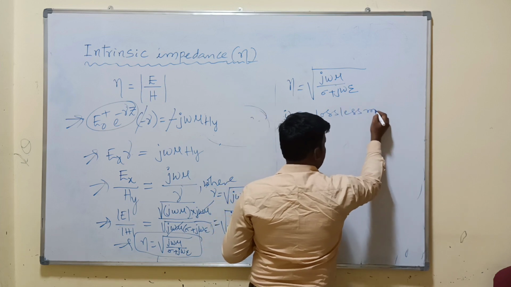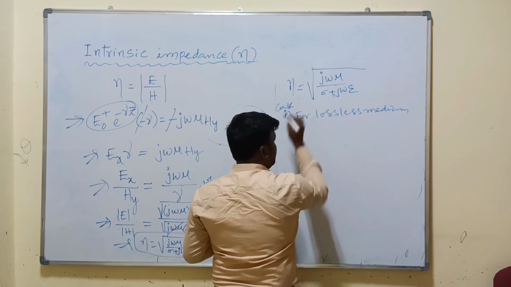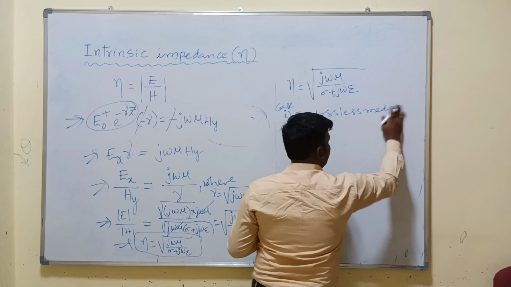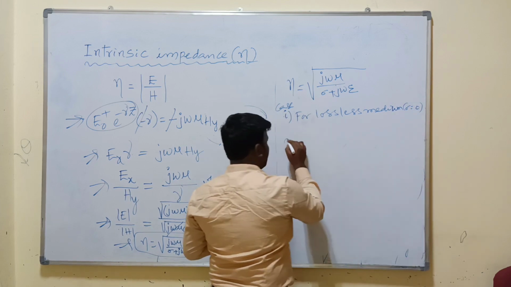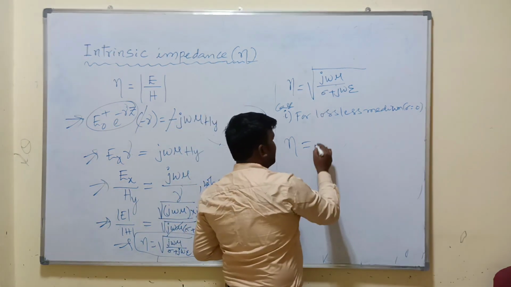Case 1 for lossless medium. What is meant by lossless medium? For lossless medium, sigma equal to 0. As sigma equal to 0, eta equal to what? Sigma is 0. Then we will get what?